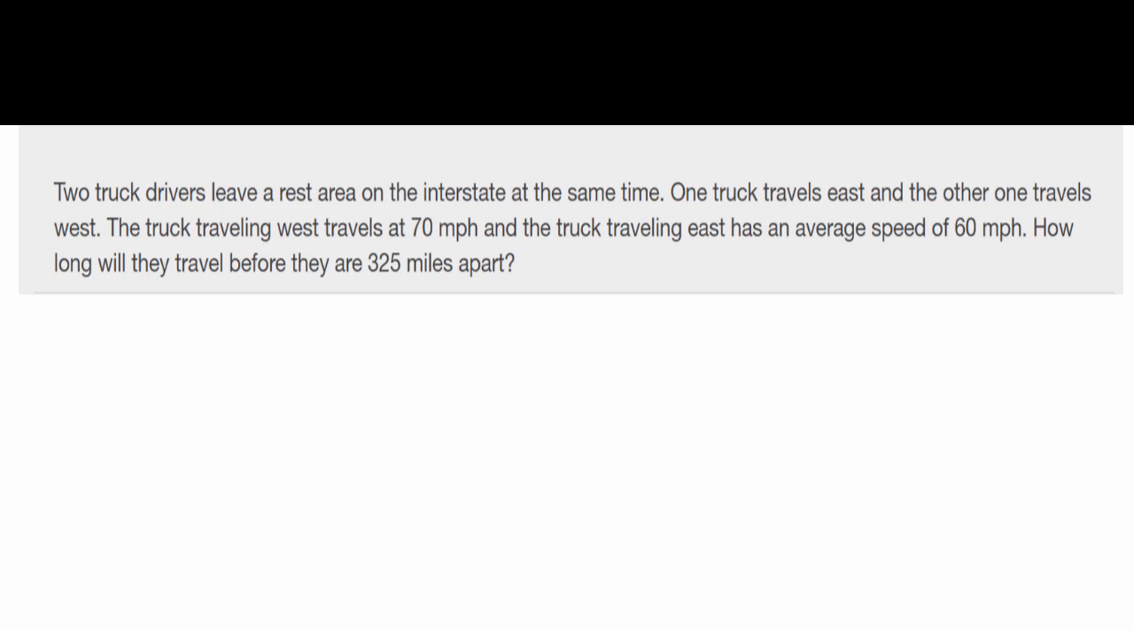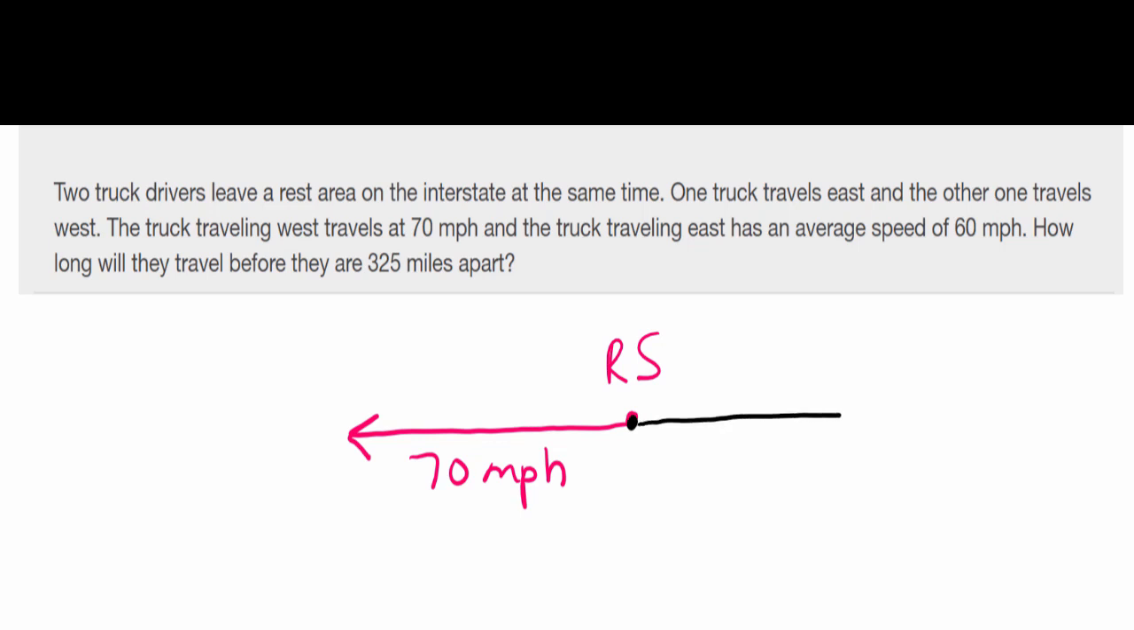So let's take a look at what's happening here. You've got a rest stop, let's call it RS, and you've got one truck that travels to the west. So he's driving away from the rest stop going west at 70 miles per hour. And then you've got another truck that's traveling to the east, leaving the same place, and he's traveling at 60 miles per hour. That's the rate. And it's asking us for how long will they travel before they are 325 miles apart.